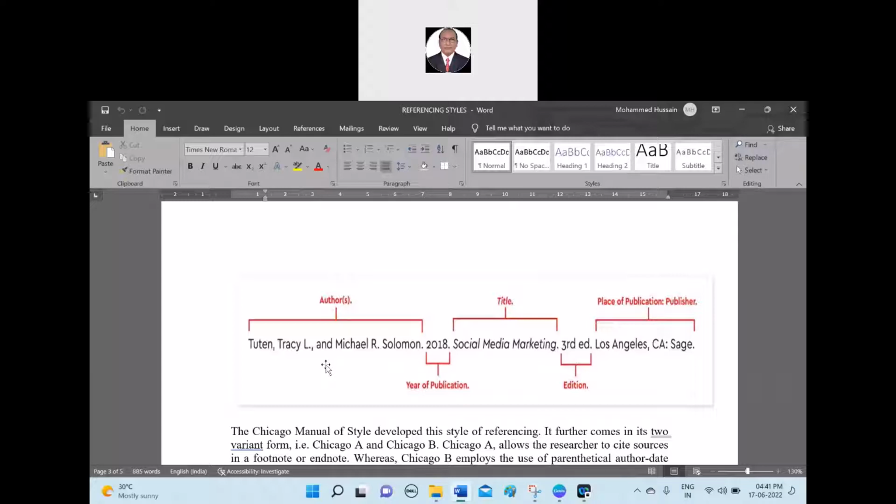Generally, any title we are supposed to write in italics, whatever the style would be, it doesn't matter. The title should be written in italics, and see that the first letter of the title should be a capital letter. You should not make capital letters of prepositions, articles and conjunctions, but the first letter of the other words should be a capital letter, and the title ends with a full stop.